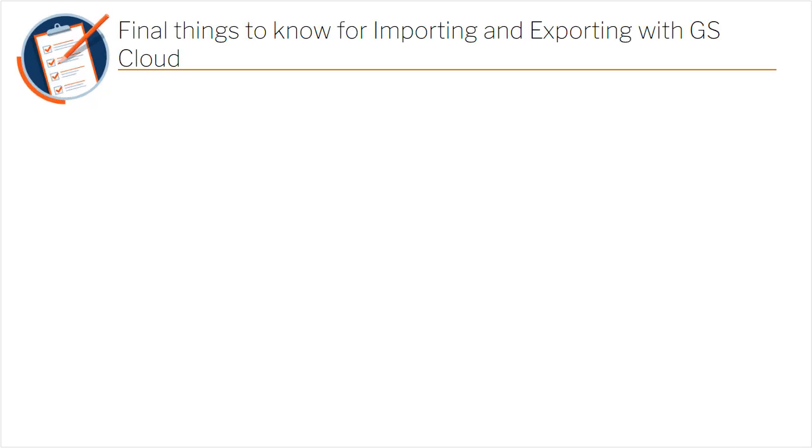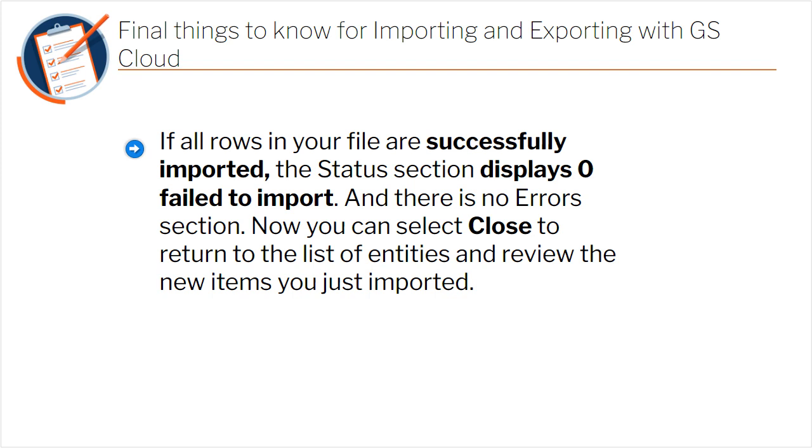Final things to know for importing and exporting with GS Cloud. If all rows in your file are successfully imported, the status section displays 0 failed to import, and there is no errors section. Now you can select Close to return to the list of entities and review the new items you just imported.